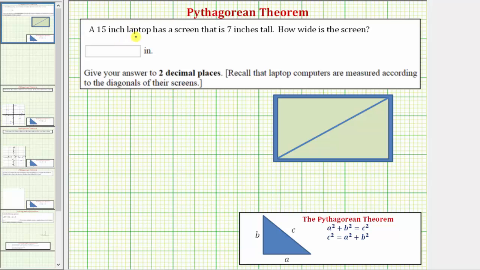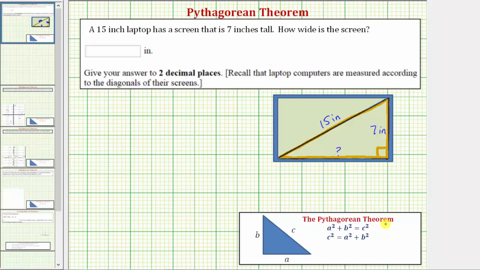So because we have a 15-inch laptop, the length of the diagonal of the screen, this length here, is 15 inches. The screen is 7 inches tall, so the length of this side here would be 7 inches. We're asked to determine how wide the screen is, which should be this length here. This length is unknown. But notice how these three sides form a right triangle. And because we know the lengths of 2 of the 3 sides of the right triangle, we can use the Pythagorean theorem to determine the length of the missing side.